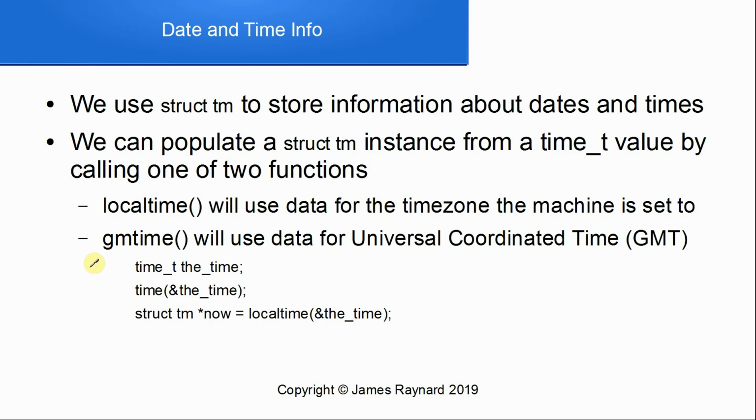Okay, so an example of using this. We have a time_t variable. We call time to get the number of seconds since 1970 into this time variable. Then we call localtime. We pass it this argument. Again, we have to pass it by address, even though we're not changing it. And this will return a pointer to a struct tm. Again, you can see this is rather a strange interface.